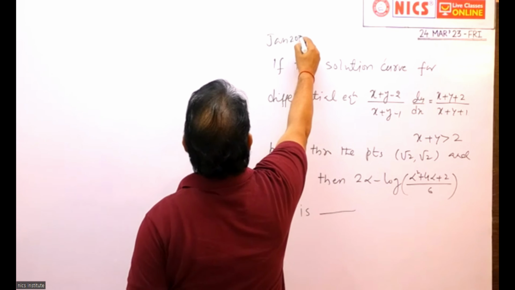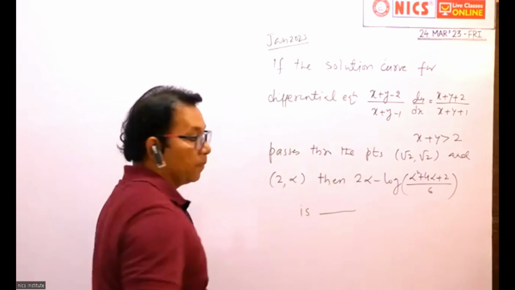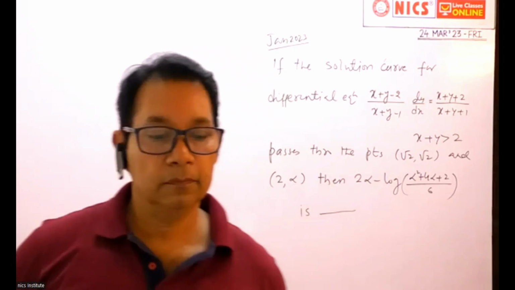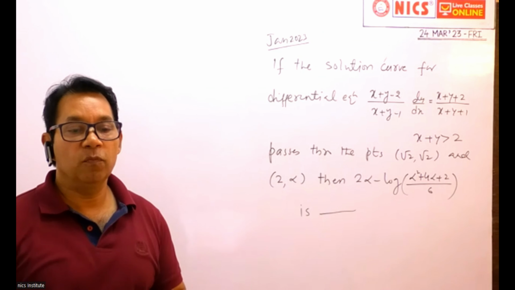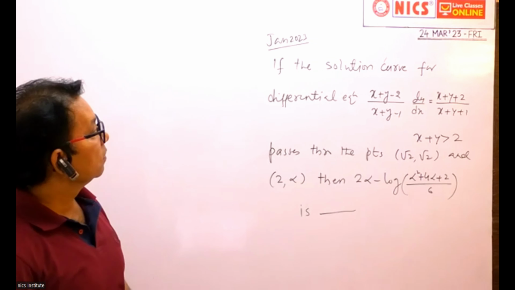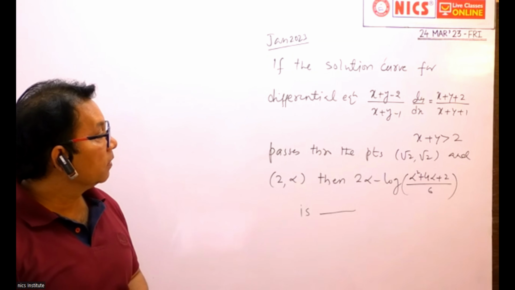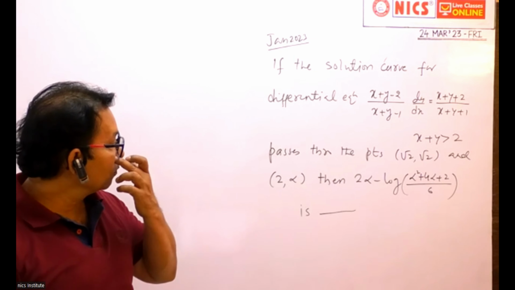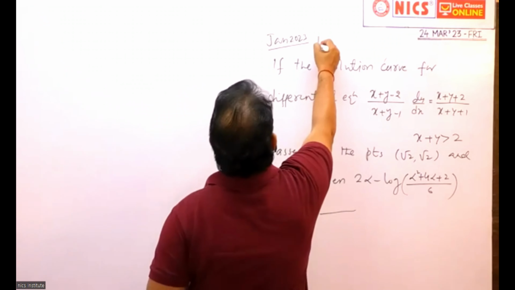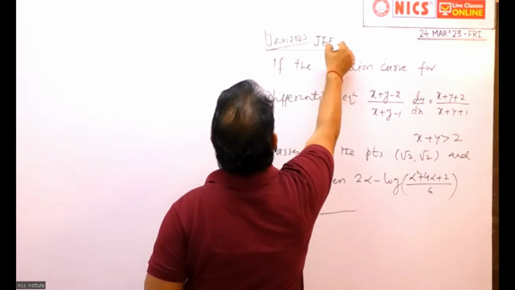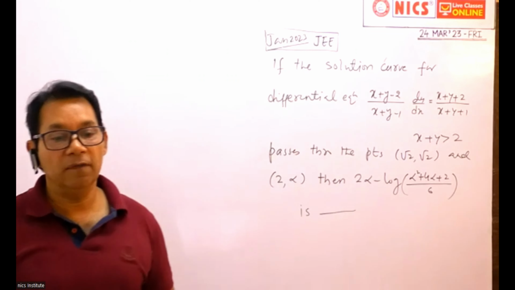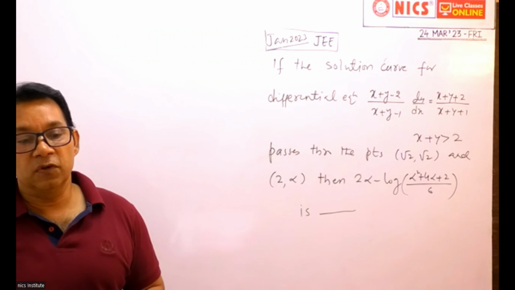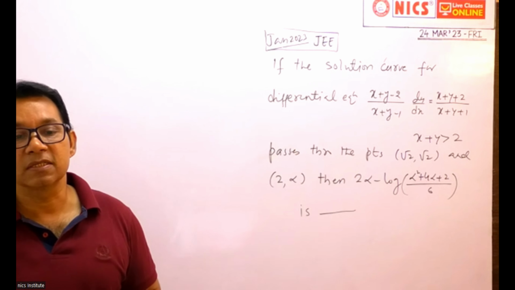January 2023, JEE paper. The solution curve for the differential equation (x plus y minus 2) over (x plus y minus 1) dy by dx is equal to (x plus y plus 2) divided by (x plus y plus 1), where x plus y is greater than 2, passes through the points (root 2, root 2) and (2, alpha). Then the value of 2 alpha minus log of (alpha square plus 4 alpha plus 2) by 6 is.